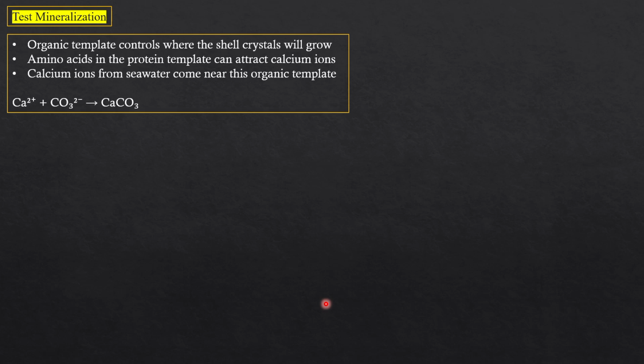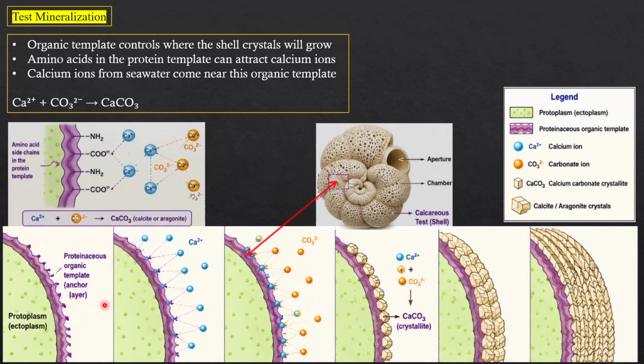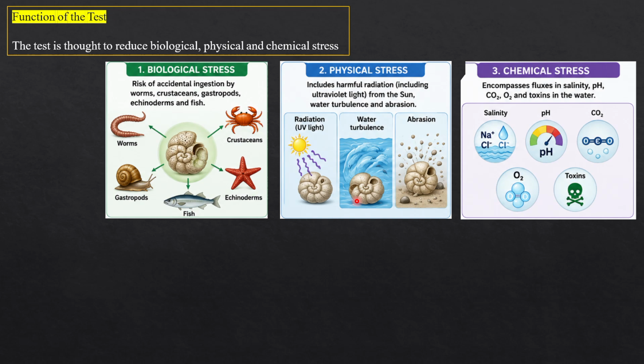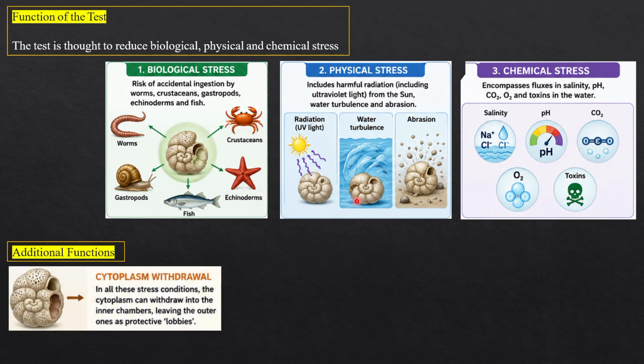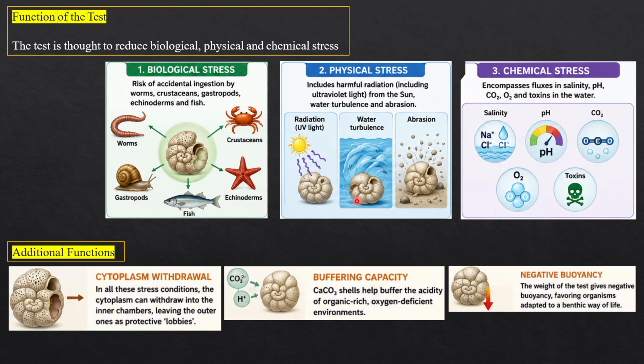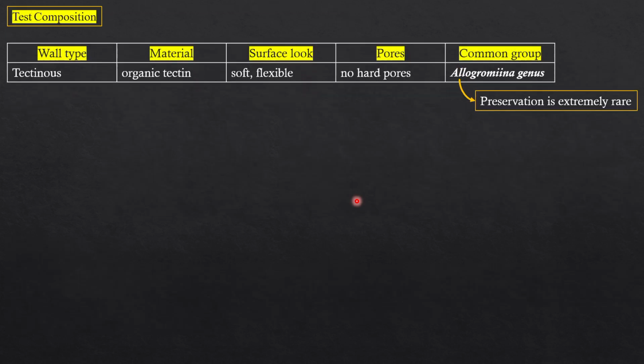Test mineralization: in forams, amino acids attract the calcium, and the calcium attracts carbonate, forming calcium carbonate, which is the test of calcite. Function of the test: you can see it protects against physical stress, biological stress, and chemical stress. It accommodates the stresses. An additional function is housing the cytoplasm, so they live in the ocean safe within the tests. For benthic forams and planktonic forams, the shell gives additional benefits. Another topic is the test composition.